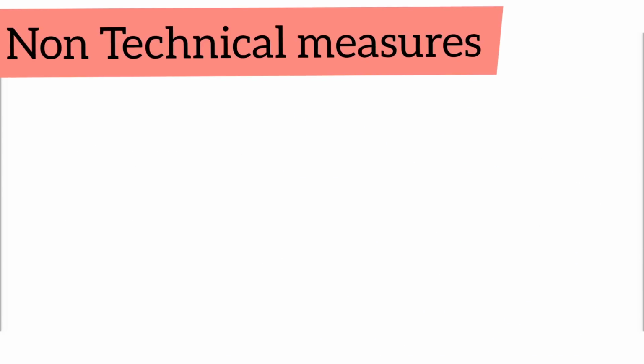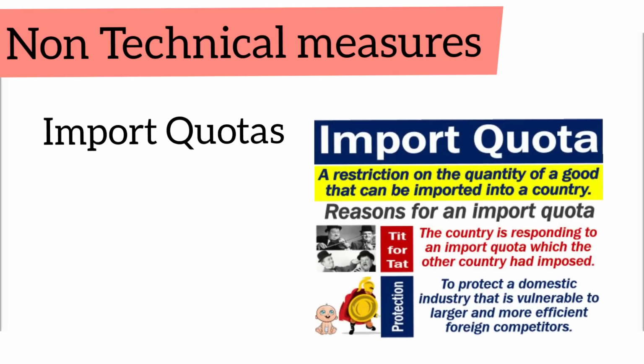Next is non-technical measures. There are a few, we'll read them. First is import quotas. Import quotas are the same thing as we read under quotas in tariff measures: only this amount can be imported into our country. For example, if a product is coming from China, only 10,000 units of Chinese toys can come into our country in one year. So these are import quotas.